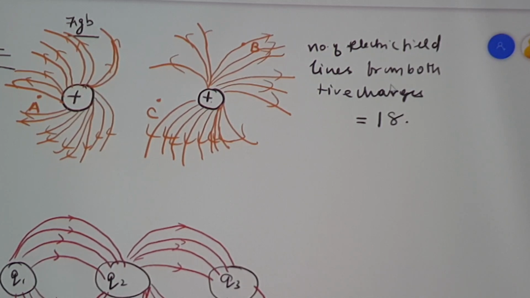Then you can write 18 each. Then you consider point A, point B and point C, where the electrical field is 0.